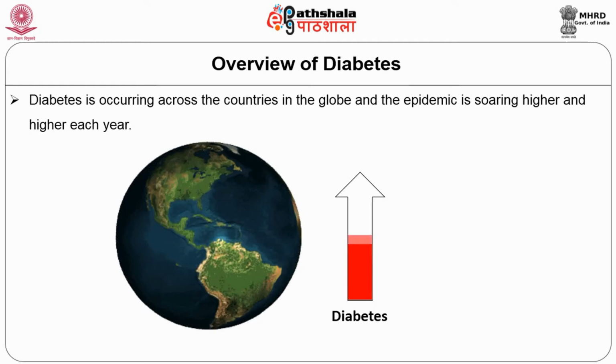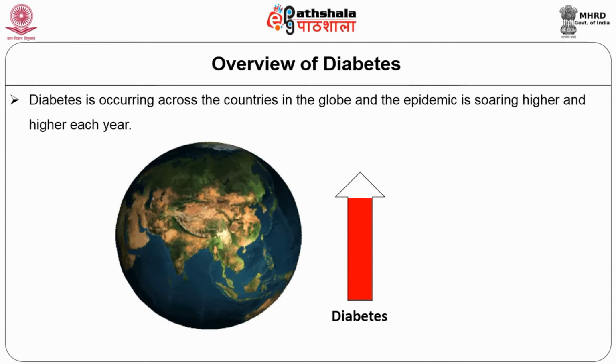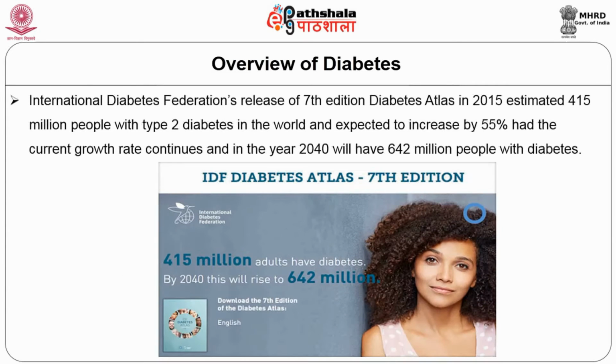Diabetes is occurring across the countries of the globe, and the epidemic is soaring year after year. The numbers are going up. In fact, the latest International Diabetes Federation 7th release reports 415 million people with diabetes in the world, and it is going to explode by almost another 55% in the year 2040 to 642 million people with diabetes.